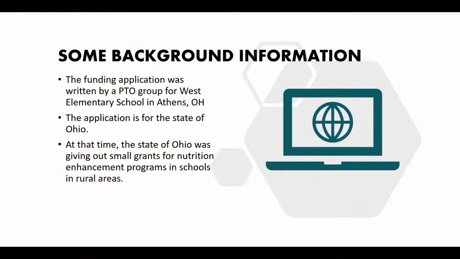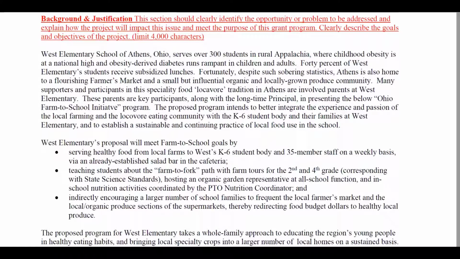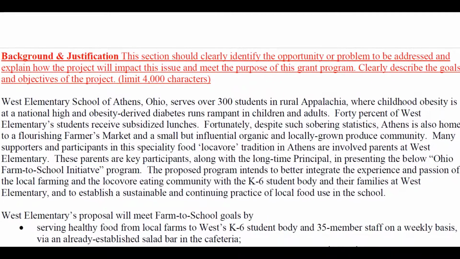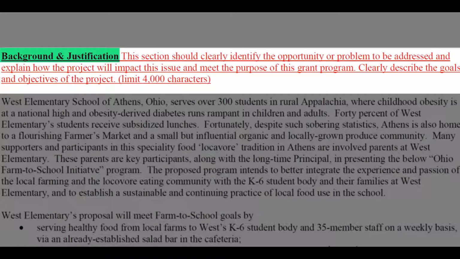With that background, let's look at what the funder asked. On this screen, you'll see that in red are the instructions from the funder. The funder asked, first of all, for background and justification about the topic of the grant. And the funder was quite specific about the content, that there should be a clear identification of the opportunity or problem that was being addressed, that the project would have to impact that concern and meet the purpose, and that the goals and objectives of the project should be outlined. Finally, the funder was very specific about the limit of characters.